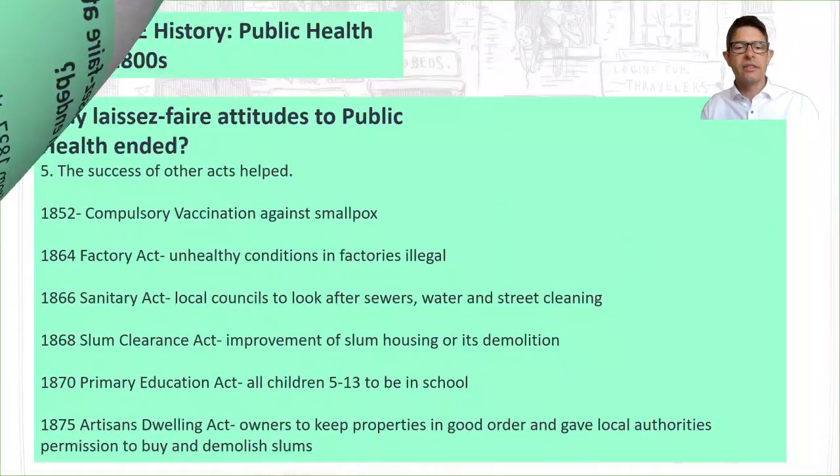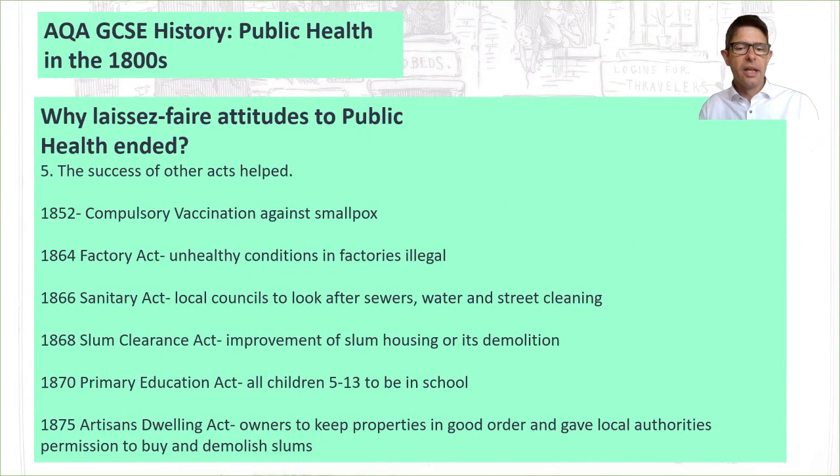And another factor is the slow end of laissez-faire policies. By 1875, the government was bringing in lots and lots of laws to interfere with people's lives, and they were having great success. 1852, the compulsory vaccination against smallpox. 1864, the Factory Act to ban unhealthy conditions. The Sanitary Act, local councils had to start looking at building sewers and clean water supplies. Slum Clearance Act to remove and demolish slum houses. Primary Education Act meant the children had to go to school and they didn't work in the workplace anymore. So lots and lots of things started to develop.